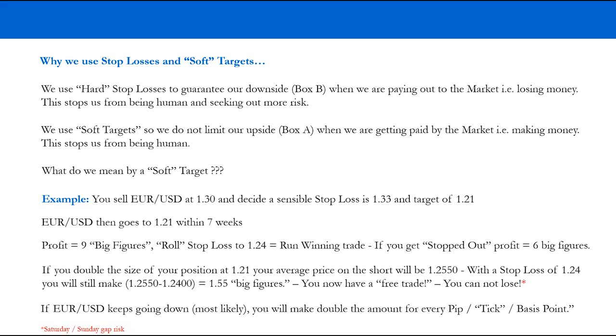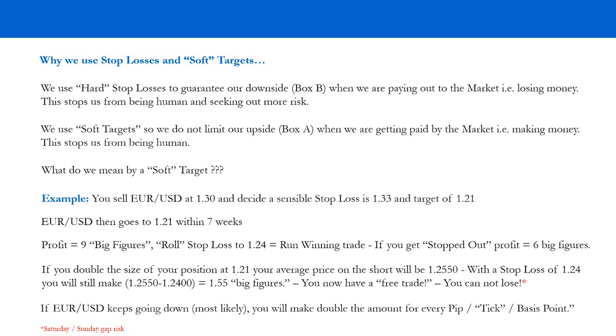So what does a soft target do? It reminds us that we've got to a point where we're considering adding to the trade, or at least running it, and we're pulling from box A. So when we're getting paid by the market and making money, it's stopping us from being human. So we don't trade out automatically when we're making profits. We're actually considering the opposite.